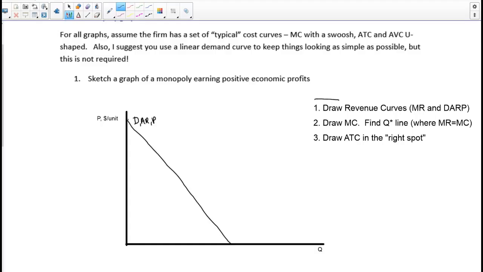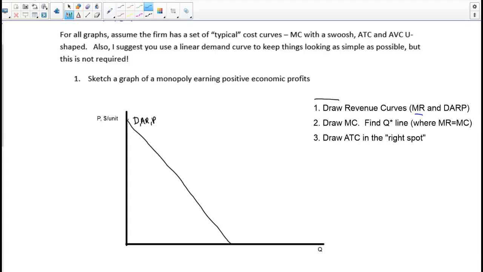Next we have to draw in the marginal revenue curve. And we talked about how because the average revenue curve is going down, the marginal revenue curve also has to be below the average revenue curve. And then also we talked about price effect and quantity effect as that reason.